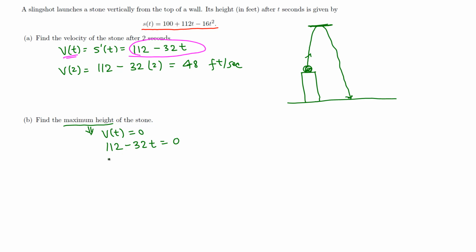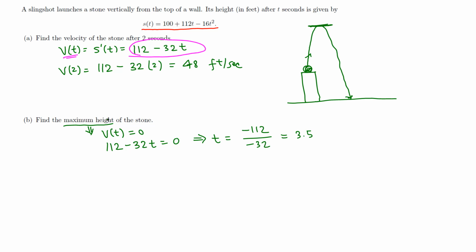That means 112 minus 32t equals 0. Let's solve for t. Subtract 112 from both sides and divide by negative 32. So t equals, and use your calculator, 3.5. That means it takes 3.5 seconds to get to the maximum height.